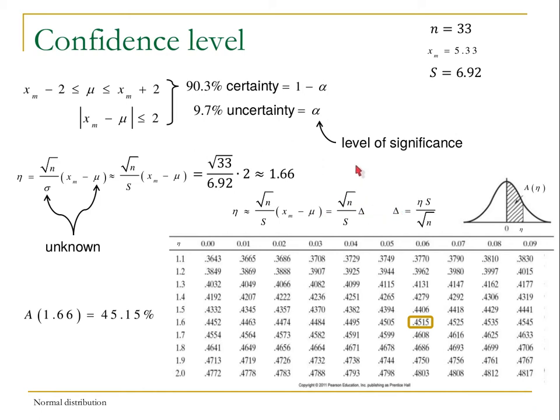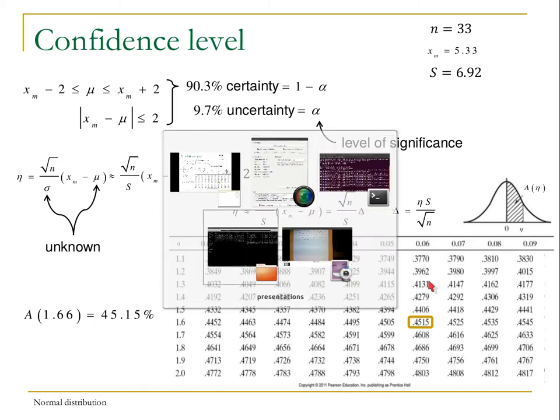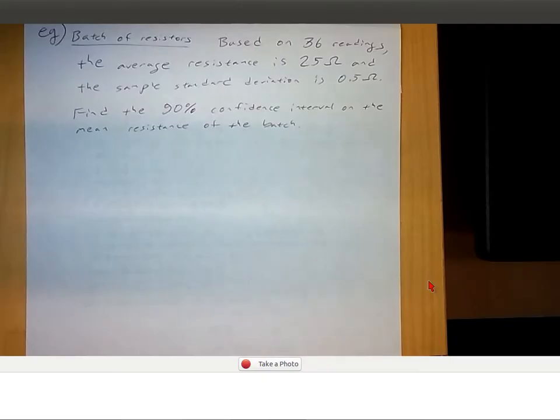Another problem that we might want to do is if we know the value for eta, so if we know the confidence level that we want, and we know the sample standard deviation, sample size, this can give us the confidence interval. So this can give us the value of delta if we just rearrange these equations. So let me do an example of that type of problem.